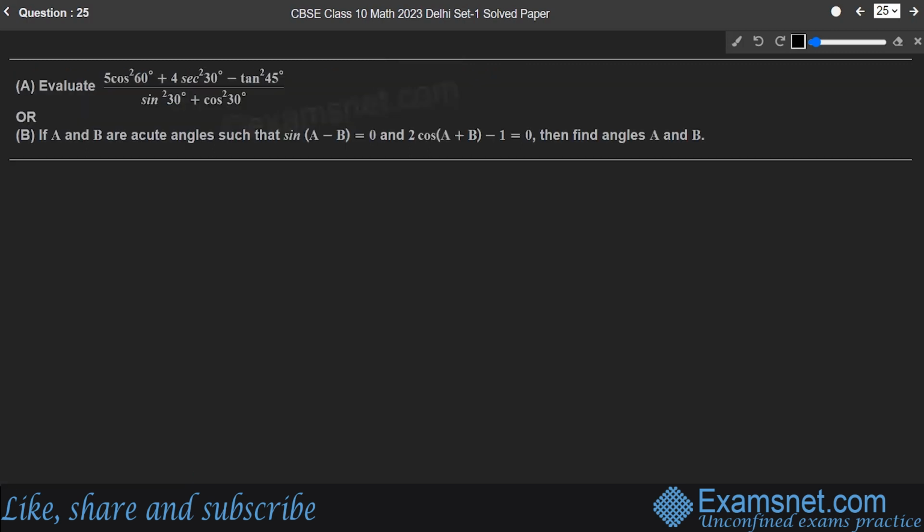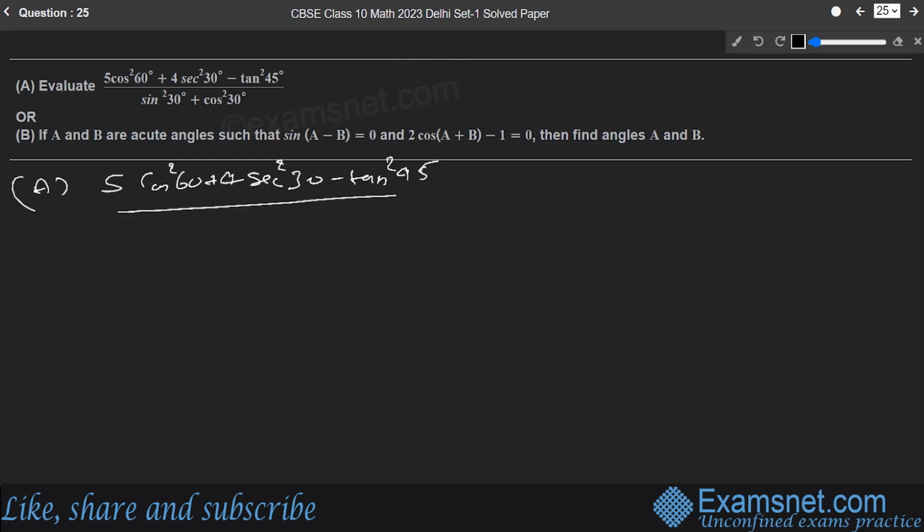Question 25 is saying evaluate this. So let us write the equation first. 5 cos square 60 plus 4 sec square 30 minus tan square 45 divided by sine square 30 plus cos square 30. This is what we are supposed to calculate. So we know the values using the trigonometric table. We can put the values of all these trigonometric values.